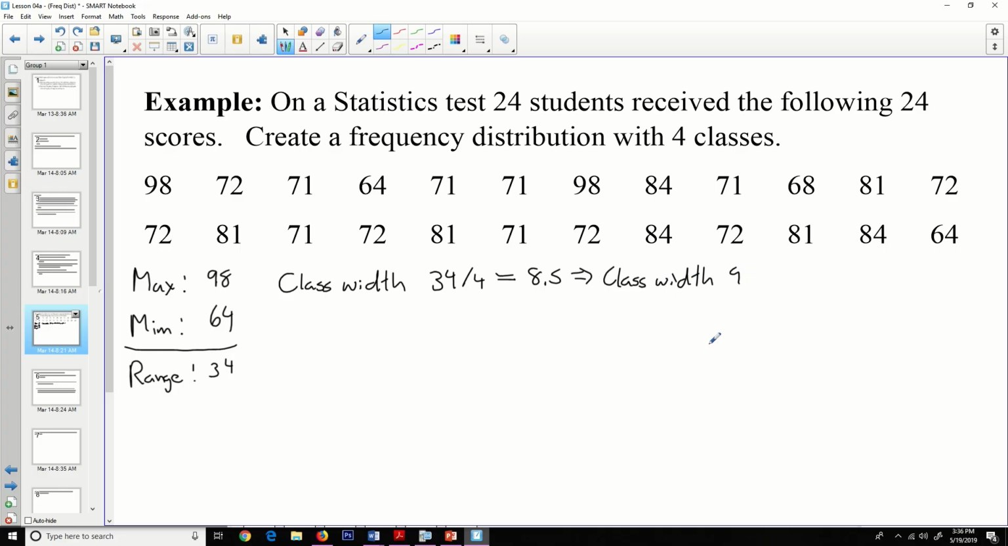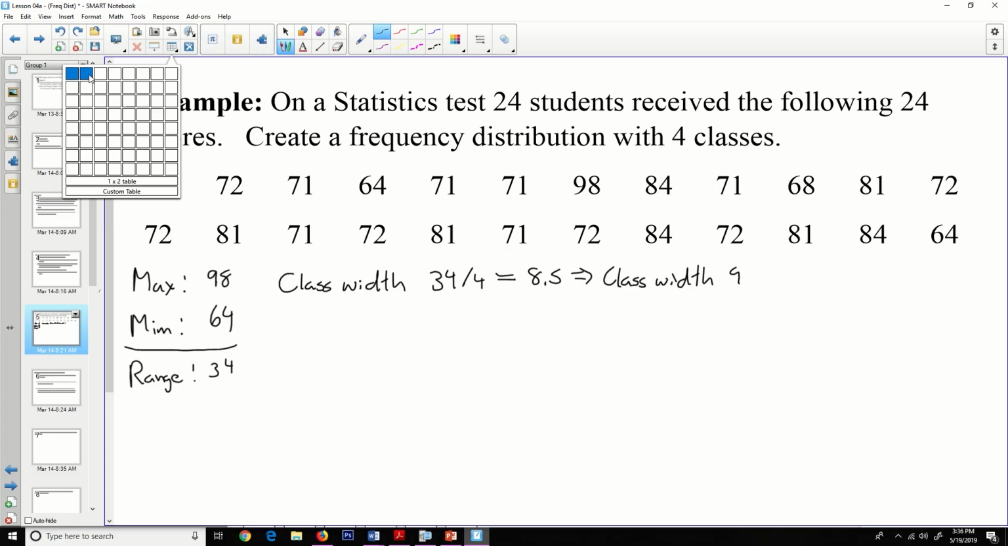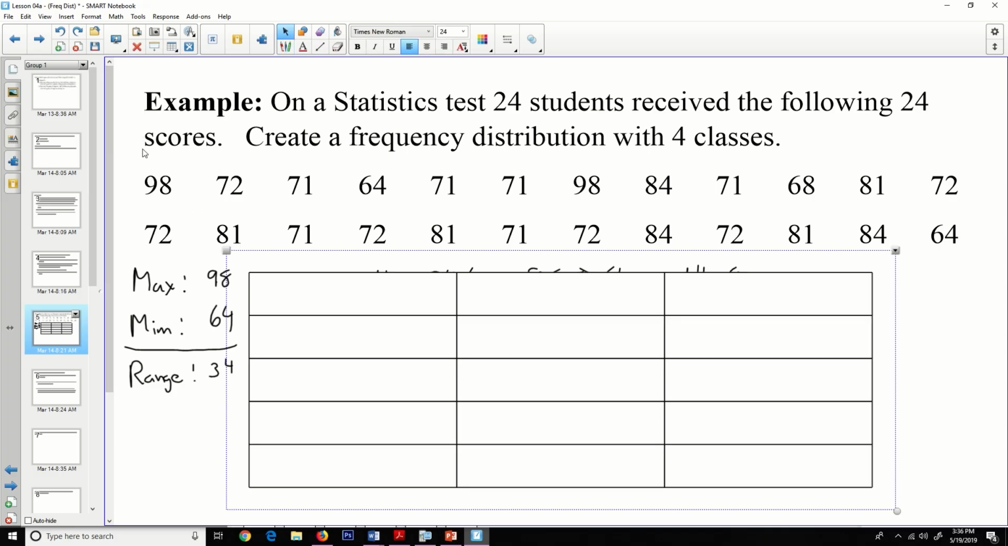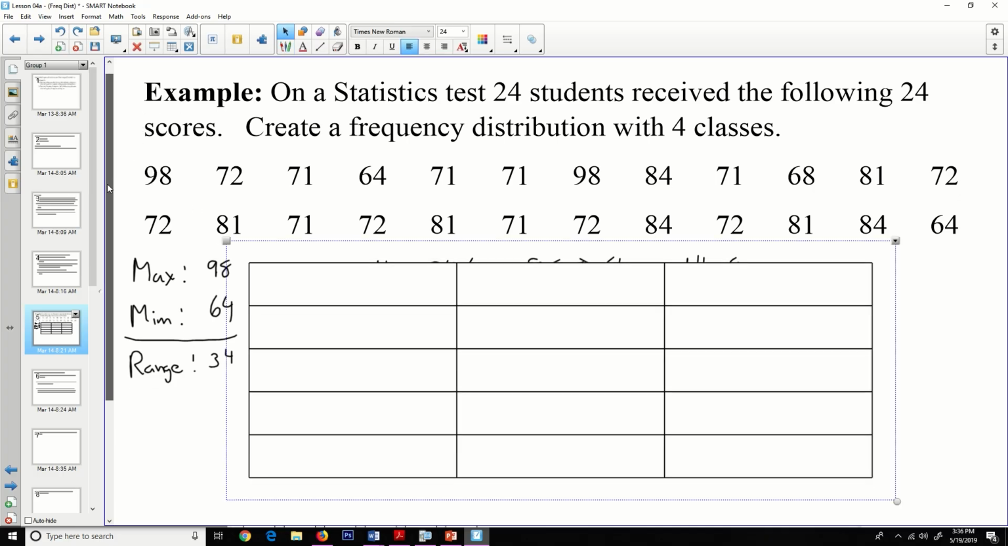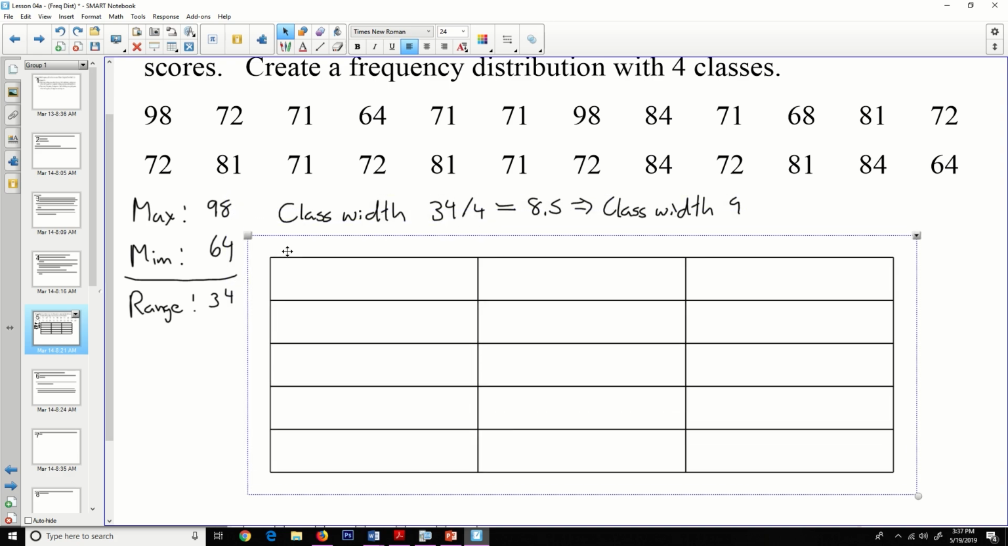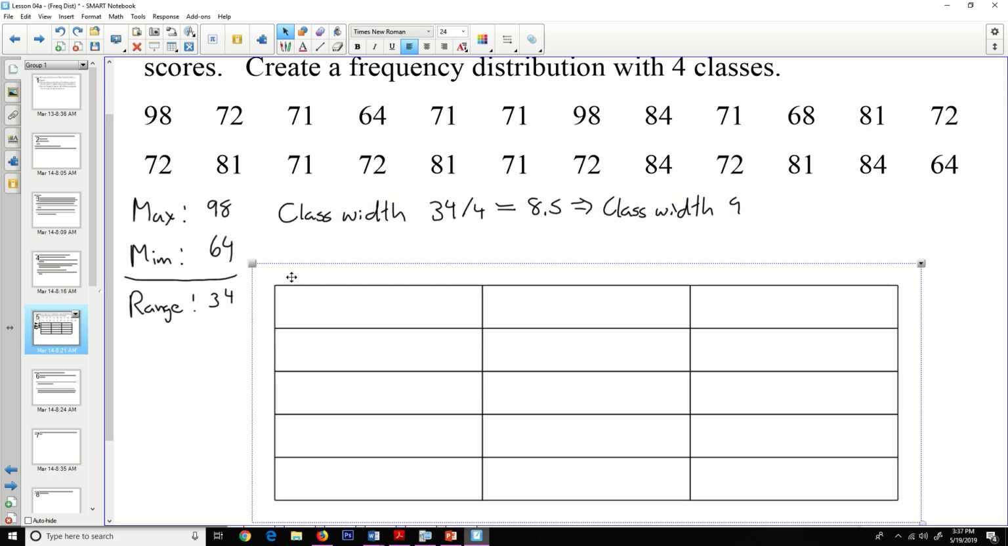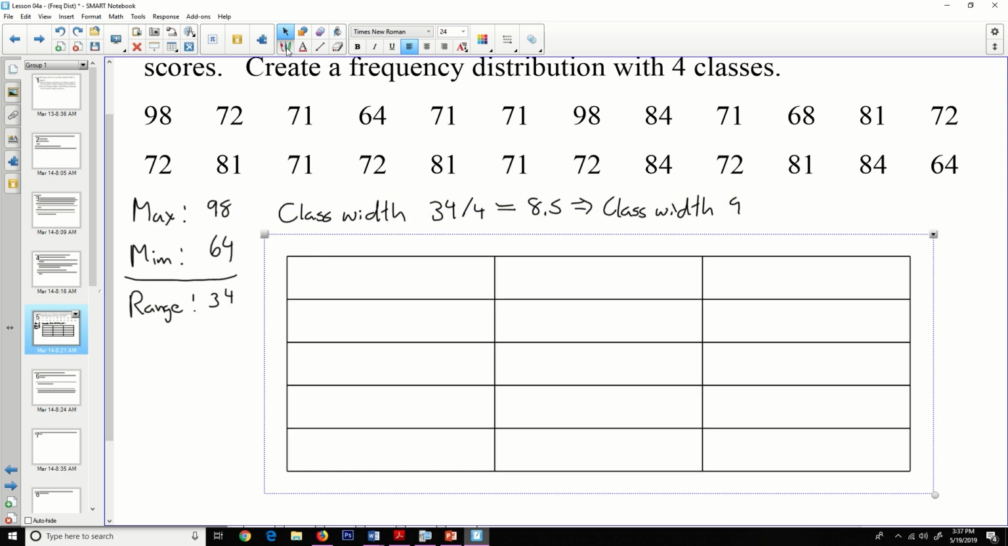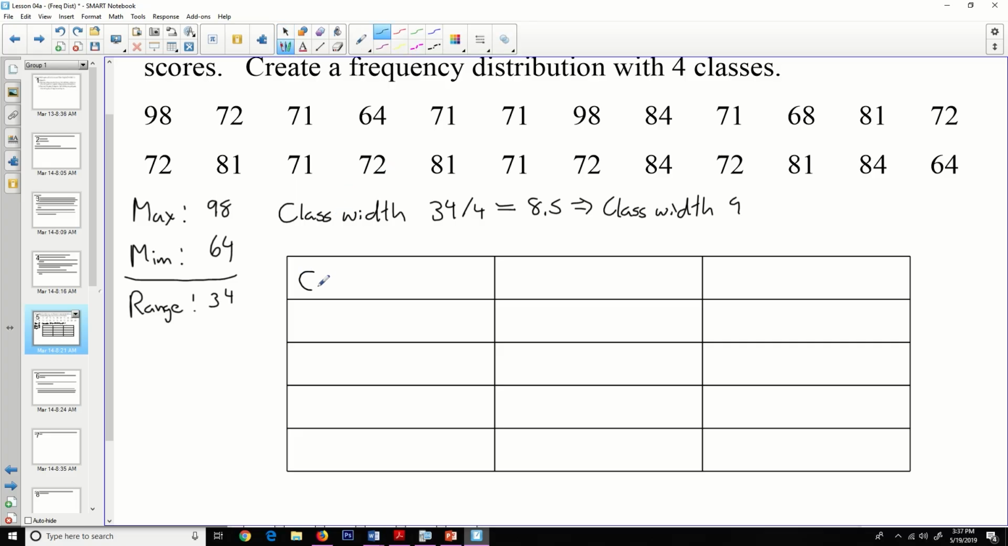All right, so let's talk about my table. So I'm going to make a table here, and you can do it however you want. But if I have a title for my columns, and I have 4 classes, I will need a 5x3 table here. And so let's say that this is going to be my class limits.